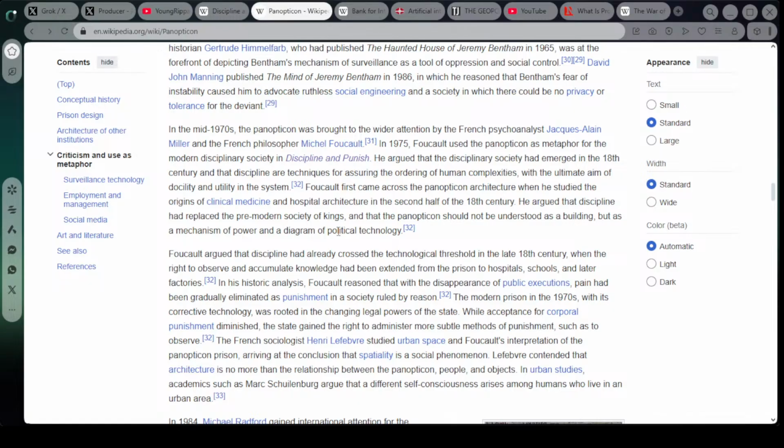He argued that the disciplinary society had emerged in the 18th century, and that discipline comprises techniques for assuring the ordering of human complexities with the ultimate aim of docility and utility in the system. Foucault first came across the Panopticon architecture when he studied the origins of clinical medicine and hospital architecture in the second half of the 18th century. He argued that discipline had replaced the pre-modern society of kings, and that the Panopticon should not be understood as a building, but as a mechanism of power and a diagram of political technology.